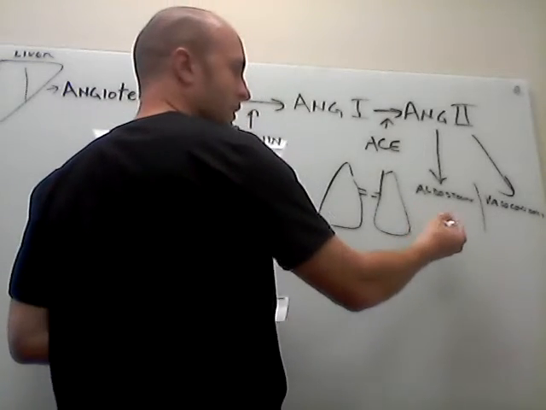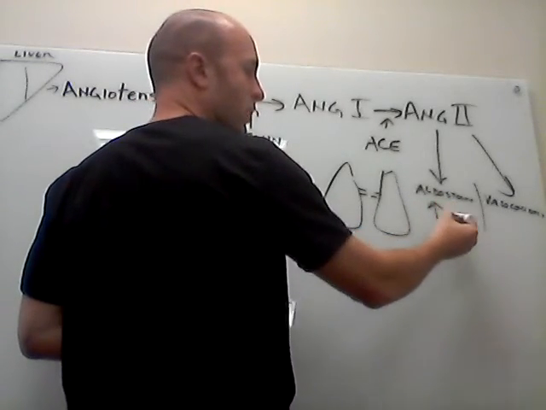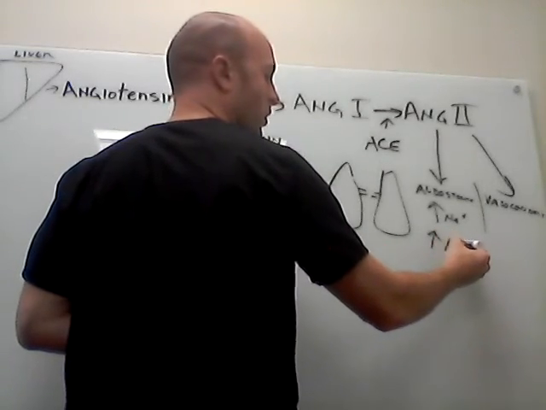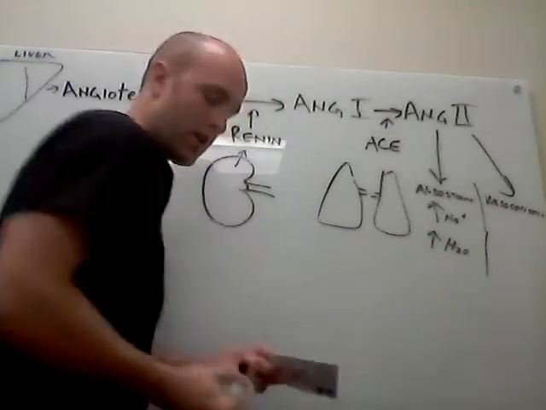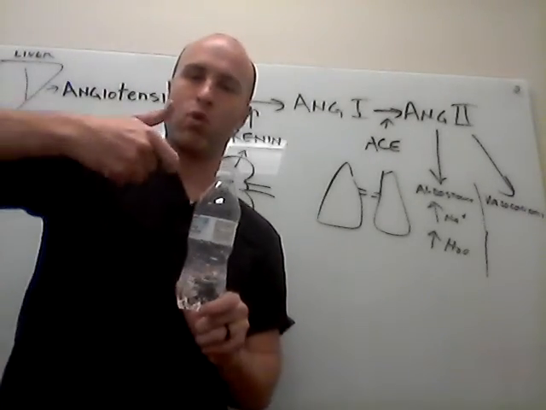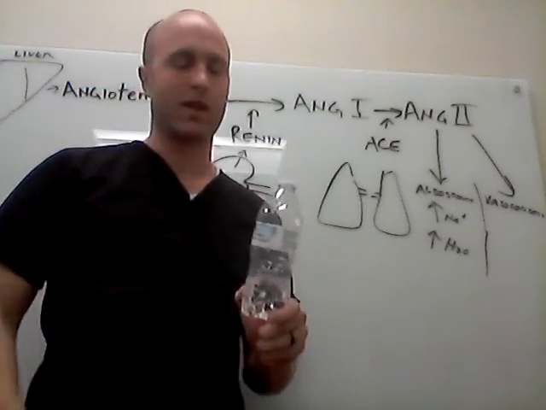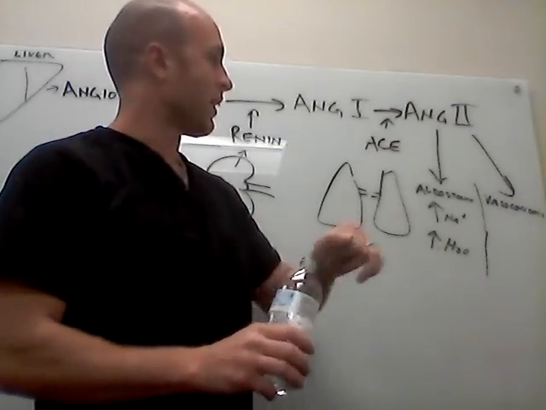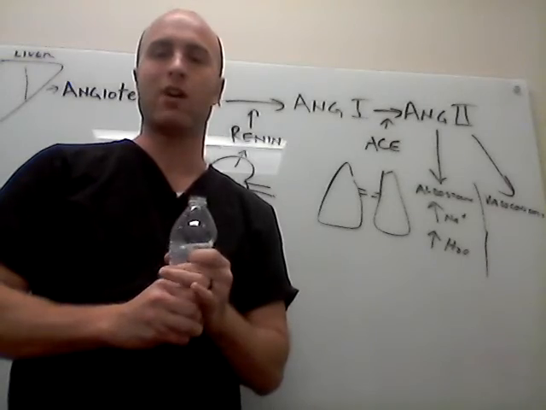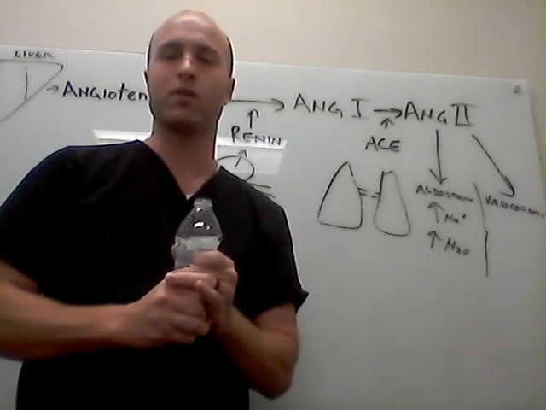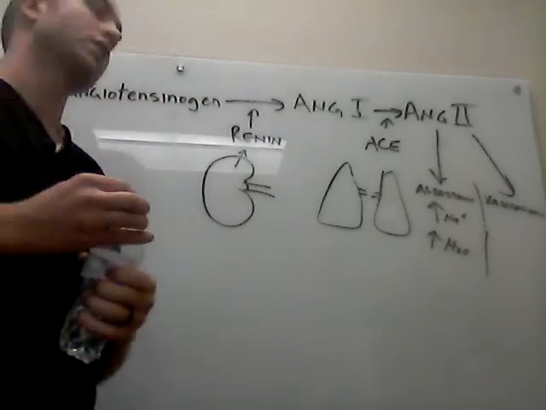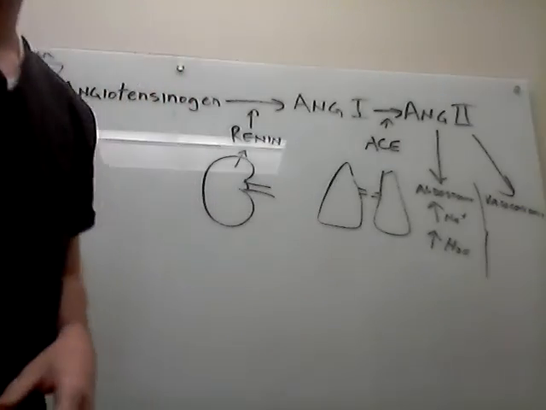Aldosterone, what it does is it makes you get more sodium, which results in more water. So it's working to fill this puppy up with water, pouring more water in there, retaining water really. Whereas the other effect of angiotensin 2 is to squeeze down to get that blood where it needs to go. Okay? So angiotensin 2 works two ways. One through vasoconstriction, one through aldosterone.